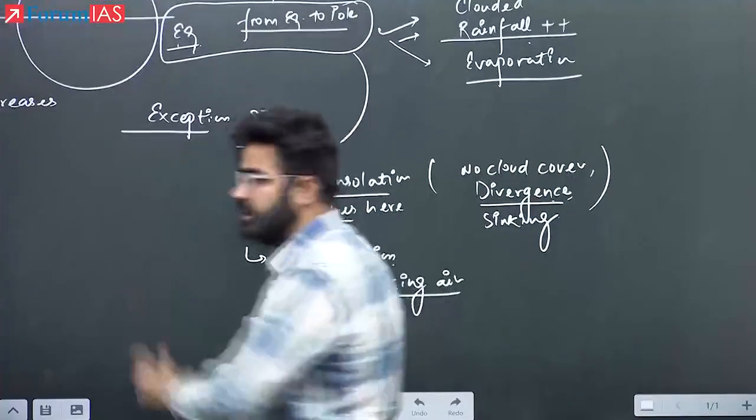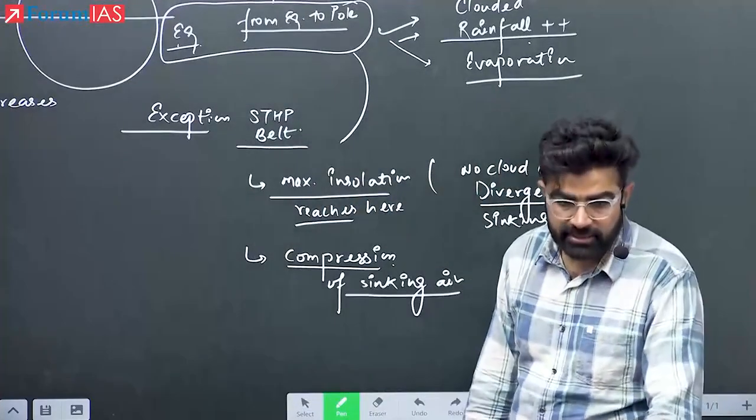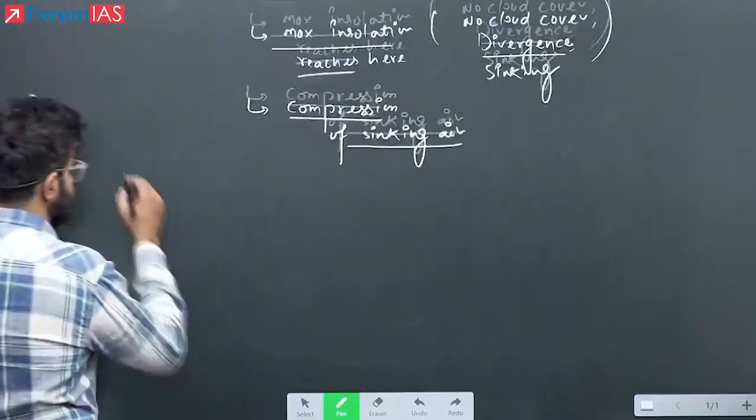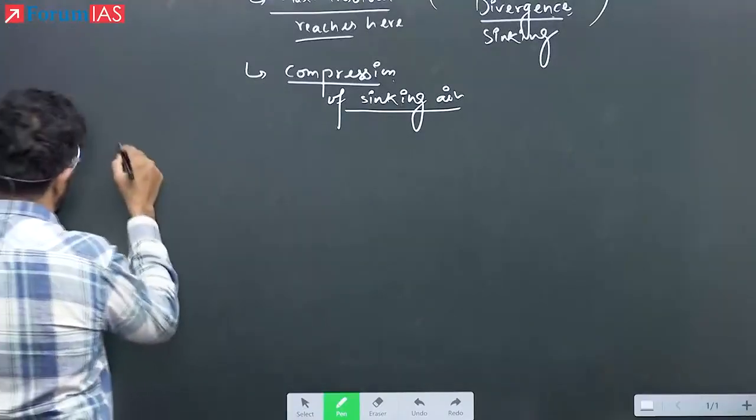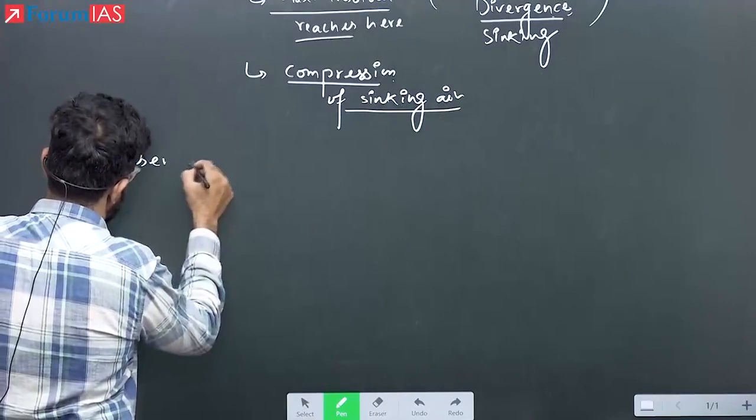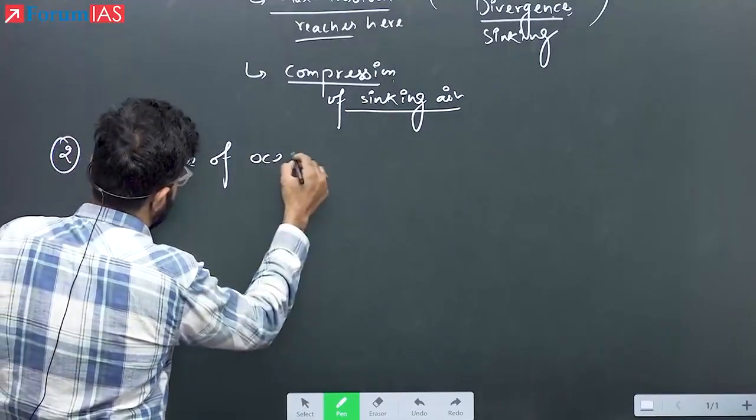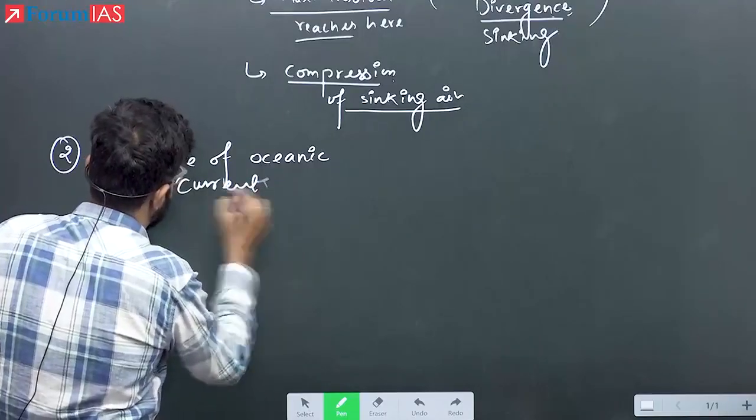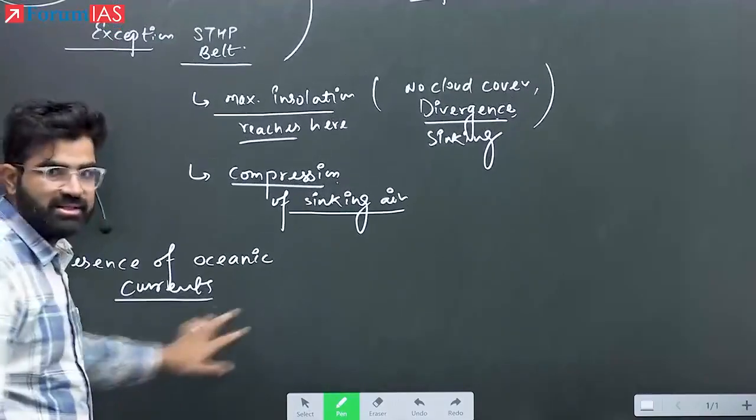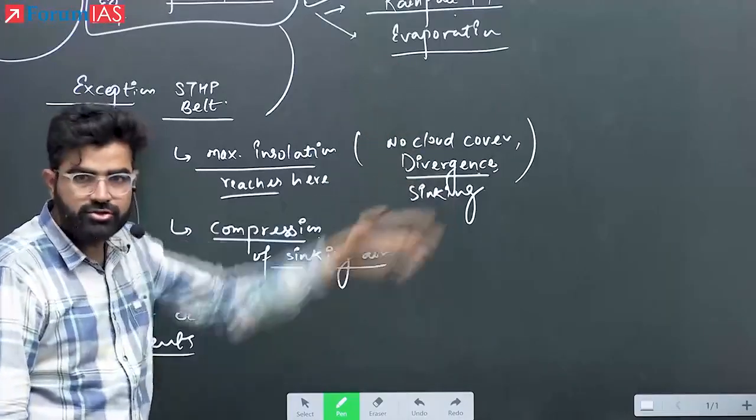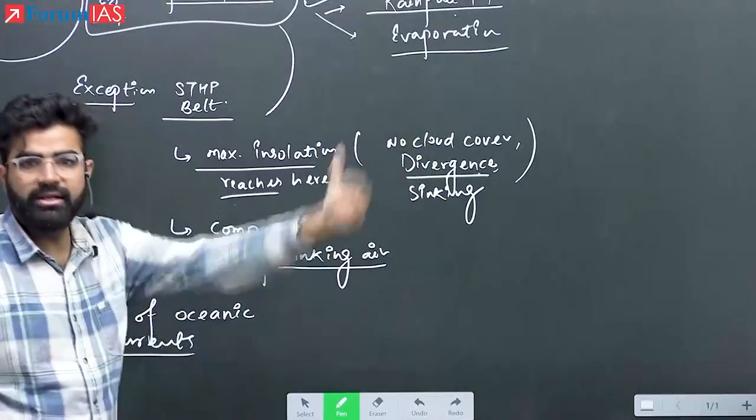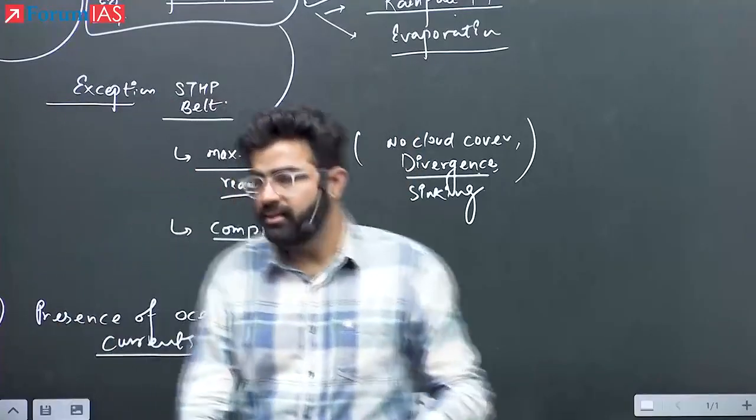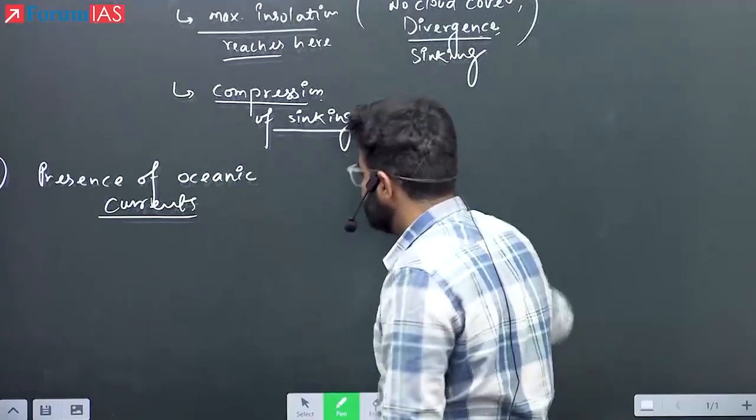This is one factor, that is insolation. The second factor is the presence of oceanic currents. Horizontal distribution is nothing but this one; this was horizontal distribution. Horizontally, from the equatorial to polar areas, the temperature will in general decrease. Okay, this was horizontal distribution. Now see here, presence of oceanic currents.